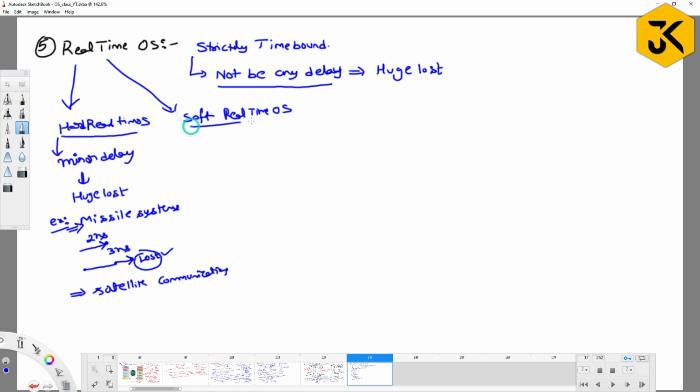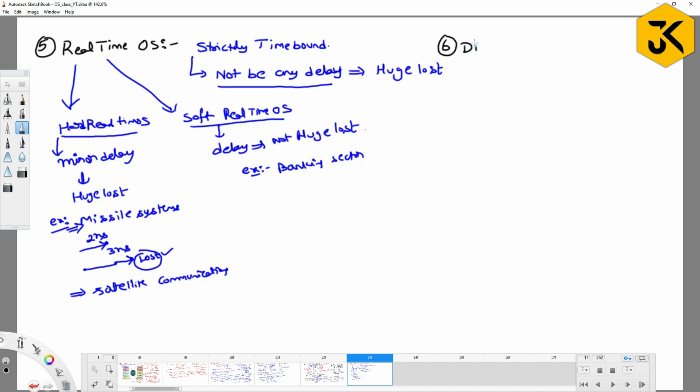Coming to soft real-time operating systems, even if there might be some delay, there will definitely be a loss, but not a huge loss. That comes under soft real-time operating systems, guys. For example, let's take the banking sector, where if sometimes it is delayed, there is no problem at all. Am I right? Yes. This kind of thing comes under soft real-time operating systems.